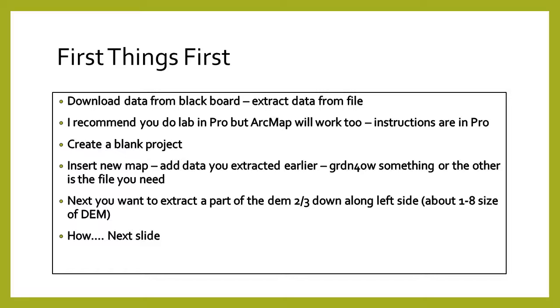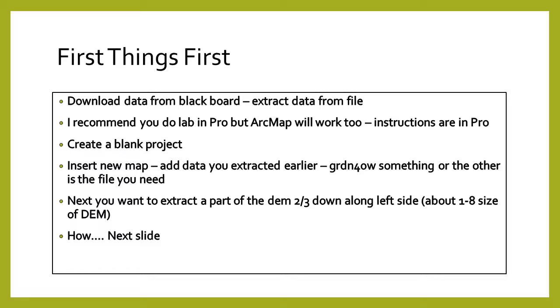Speaking of which, here's what you're going to do. Start off by creating a blank project. Once you've created a blank project, insert a new map, add the data that you extracted earlier from Blackboard. It's like the raster file that you need to actually add in is like GRDN40W something or other. That's the one you need.